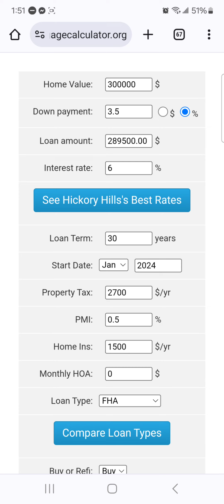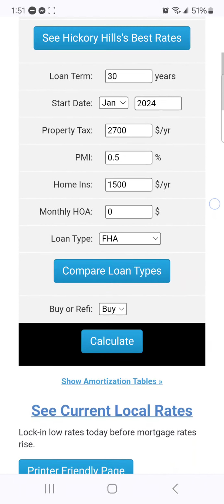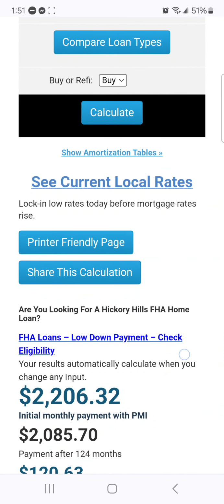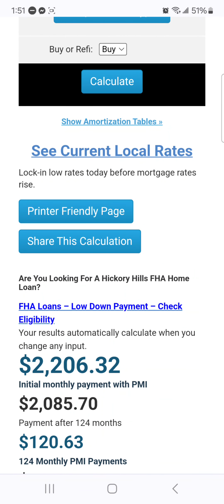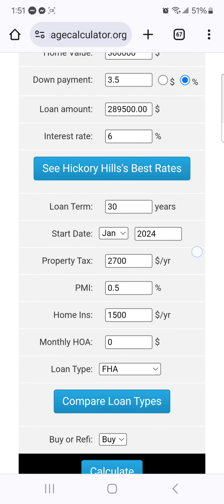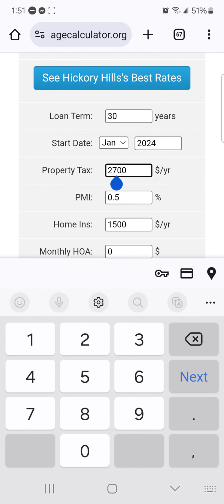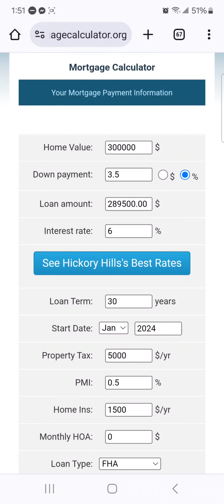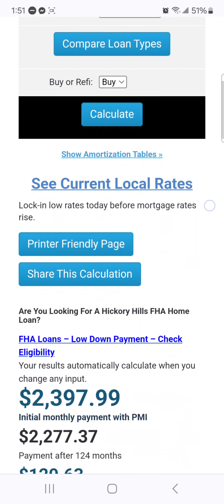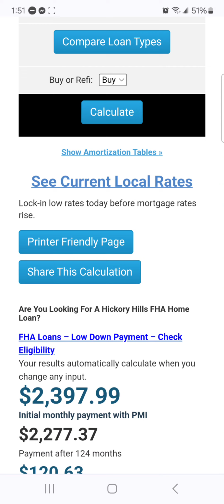Let's say this property has no monthly HOAs and it's an FHA type loan. All right, now with these numbers, 300K in purchase price and 2,700 in property taxes, right? Let's look at this. The mortgage is going to be 2,206. Okay, now let's take that same purchase price of 300, but now your client found a house and the taxes were 5,000, right? All right, so now that's 2,397. So that's a lot more money, about $200 more per month.